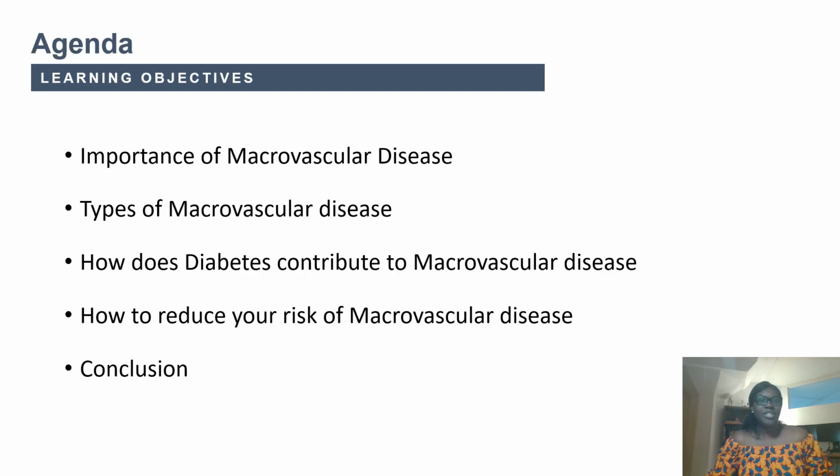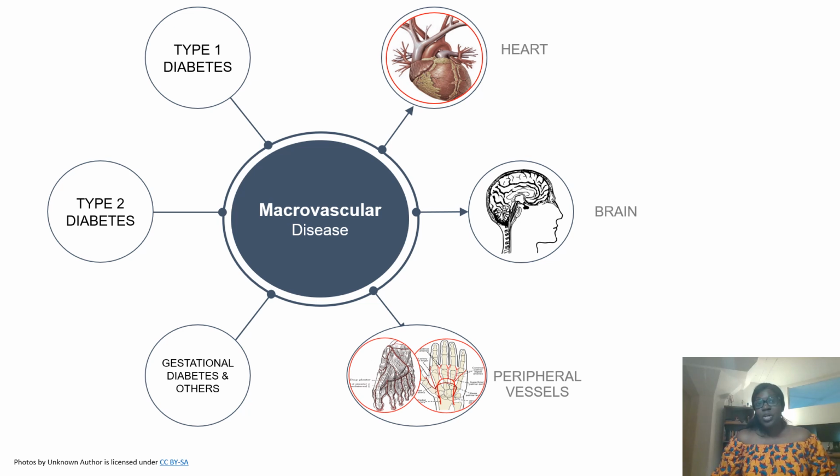As a means of introduction, we're going to have a few objectives. We're going to talk about the importance of macrovascular disease, the types of macrovascular disease, how diabetes and macrovascular disease relate, and how you, living with diabetes or not living with diabetes, will be able to reduce your risk of macrovascular diseases.